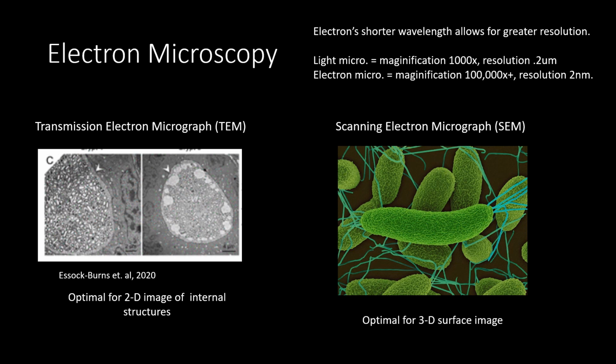SEM, scanning electron micrograph, sweeps electrons over a dead cell surface, sending them bouncing off to give us a 3D and highly detailed image of the surface, but no internal structures.